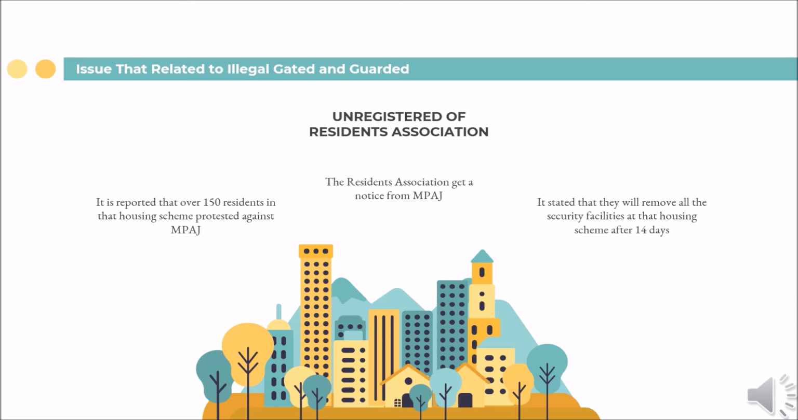Over 150 residents in that housing scheme protested against the Ampang Jaya Municipal Council. The authority mentioned in the notice that they will remove all the security facilities at that housing scheme after 14 days if the residents didn't remove the security facilities themselves. This is because Ampang Jaya Municipal Council wants to protect the residents in that area.